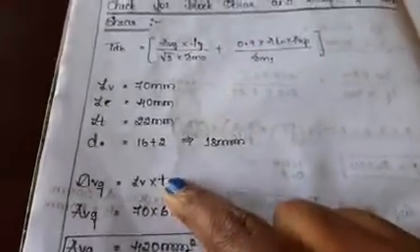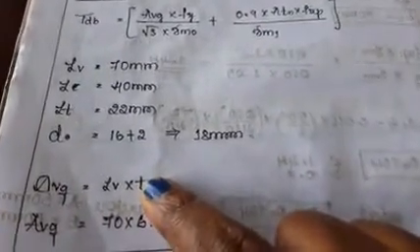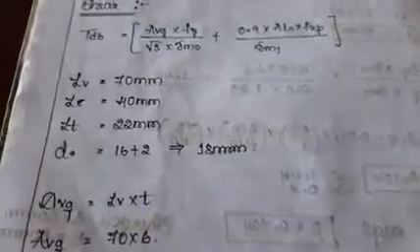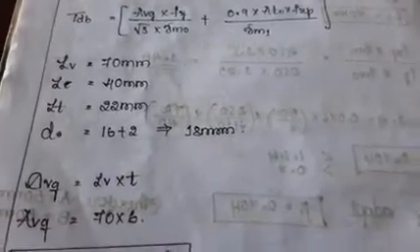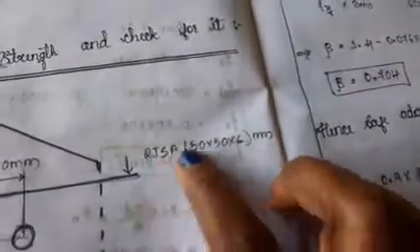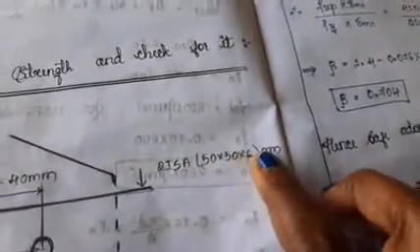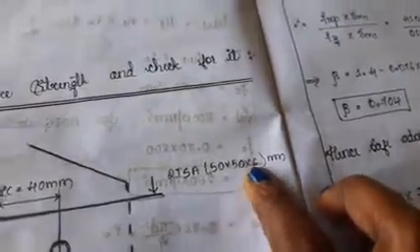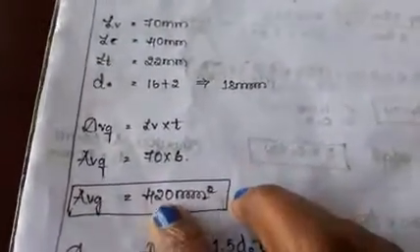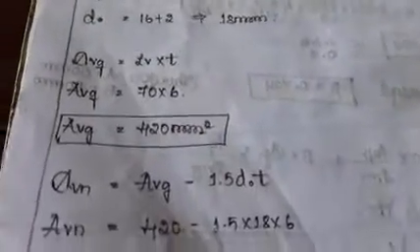So coming to calculate the Avg. The Avg formula is Lv into t. Lv is a known factor, that is 70 mm, and t is the thickness. How do you know the thickness? For the angle, length into breadth into thickness, so t is 6 mm. After calculating this, Avg will be 420 mm square.